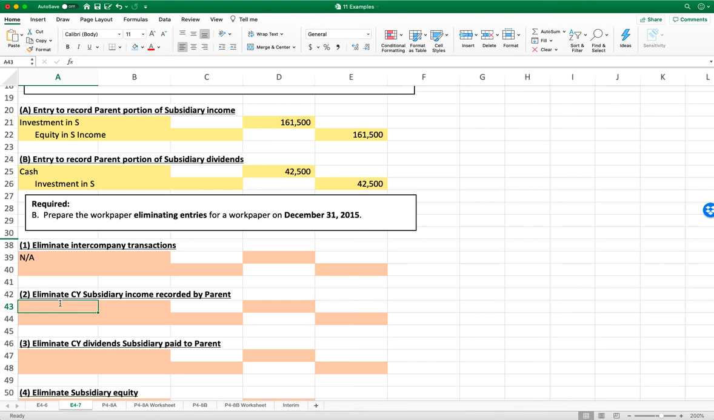And so this is where it's helpful that they had us write out the entries that were on the parent's books because it lets us see what income we recorded. So we recorded an increase to investment in S, and also an increase to investment income. Now, we don't want either of those on our consolidated balance sheet, so we're going to just do the opposite of this entry for financial statement reporting purposes. So we're going to temporarily cancel out that entry we just made. So that's going to be a debit to equity in S income and a credit to investment in S for the full amount.